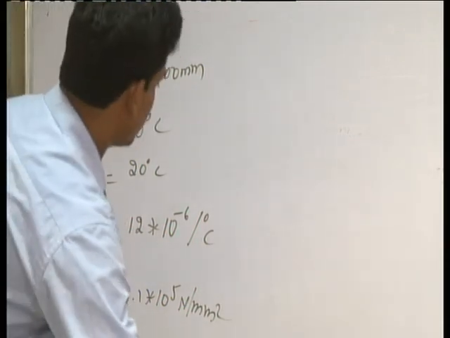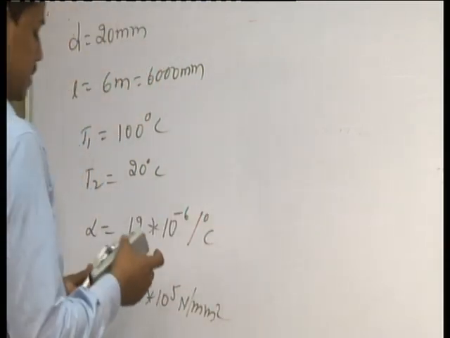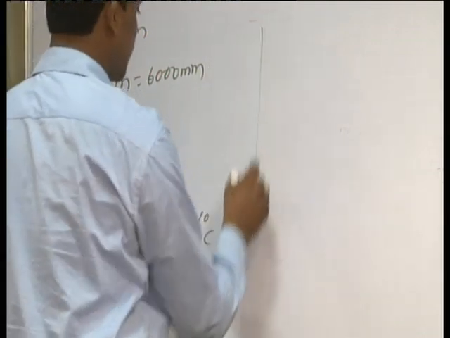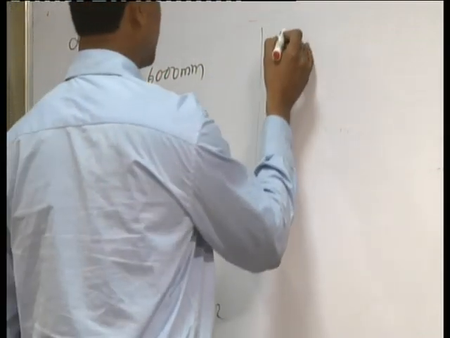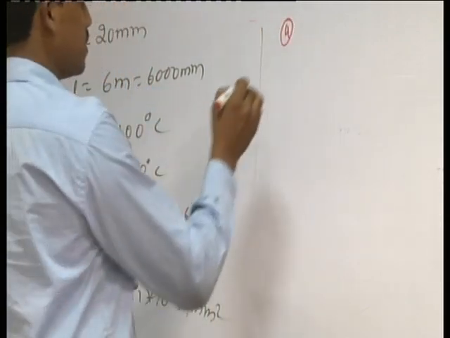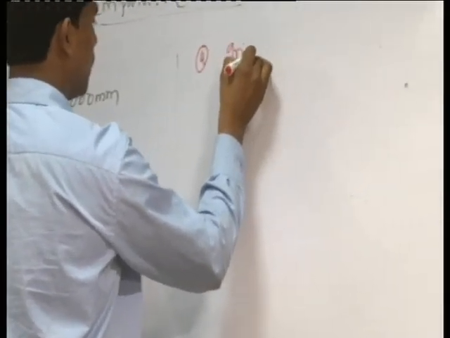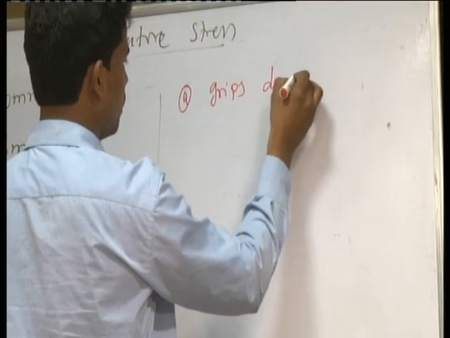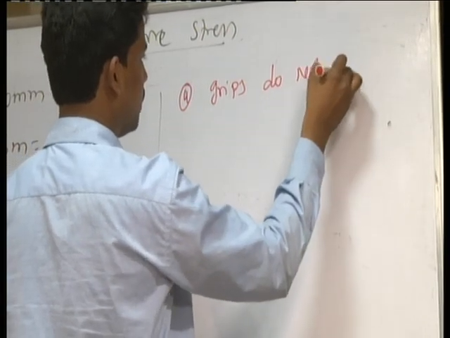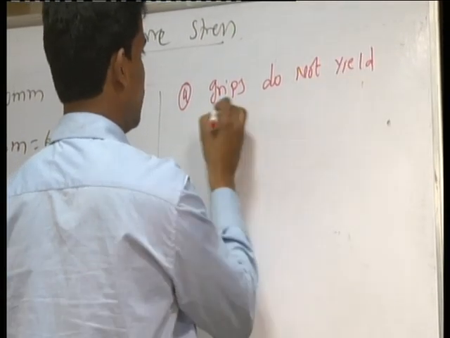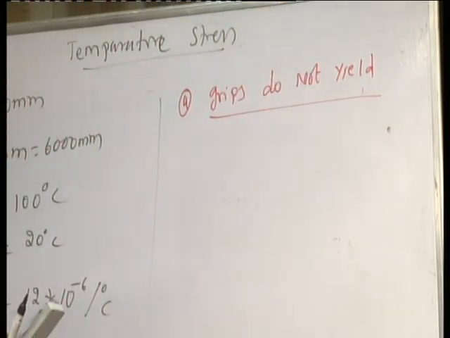I already explained the theory about this. Here two conditions are given. The first condition is grips do not yield. Before starting the problem, we have to calculate the area of steel.